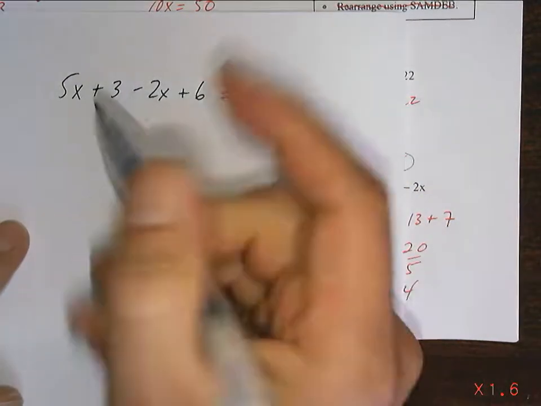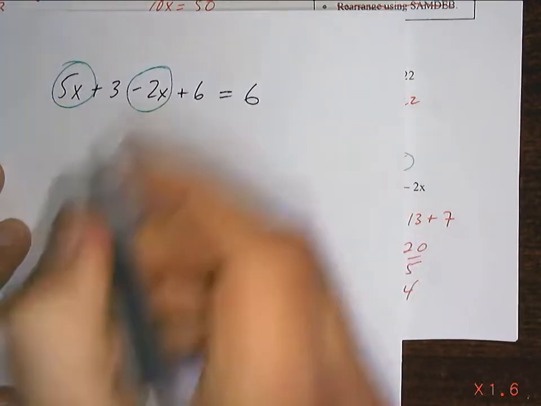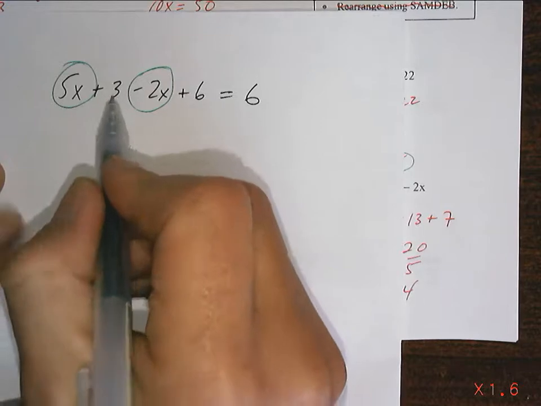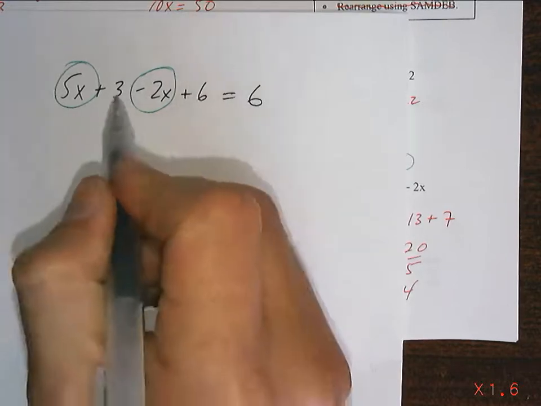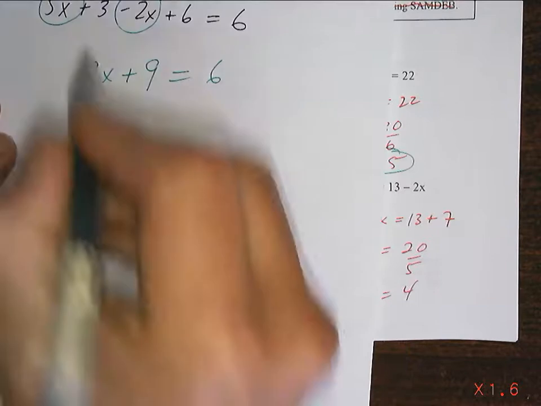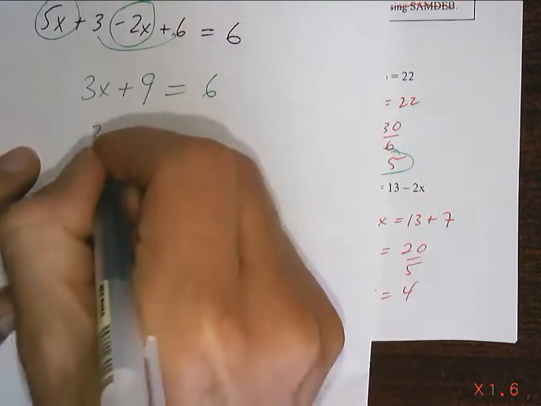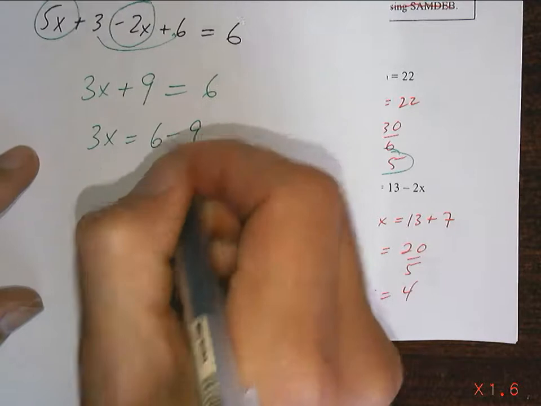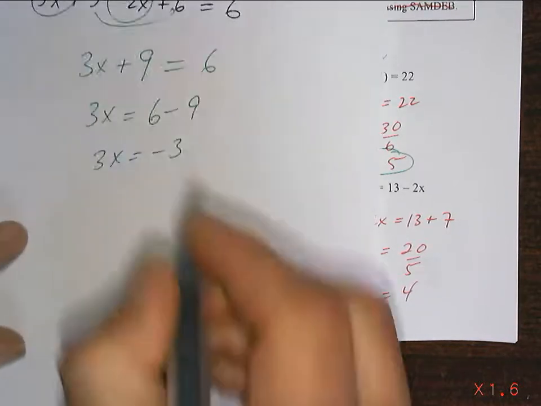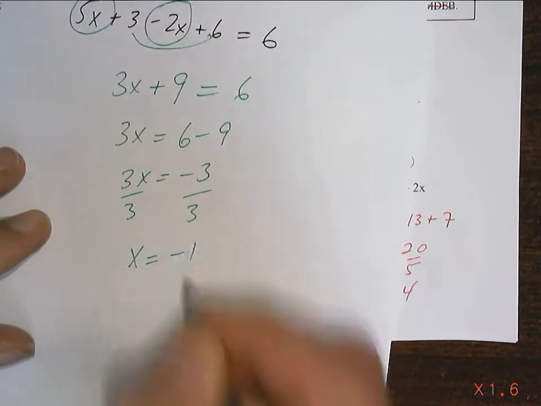You ready? I've got a 5x and a negative 2x. That gives me 3 x's in total. Agreed? I've got a 3. I've got a 6. 3 and a 6 gives me 9. So I've simplified this side. The 9 comes over to this side. 3x equals 6 minus 9, which is 3x equals negative 3. We then divide both sides by 3, and we get x equals negative 1.